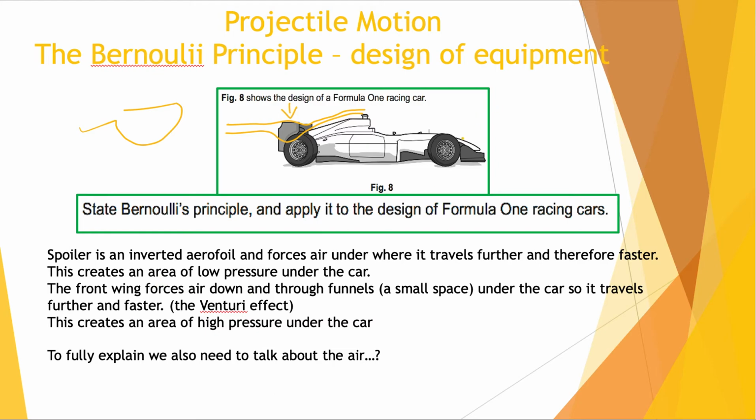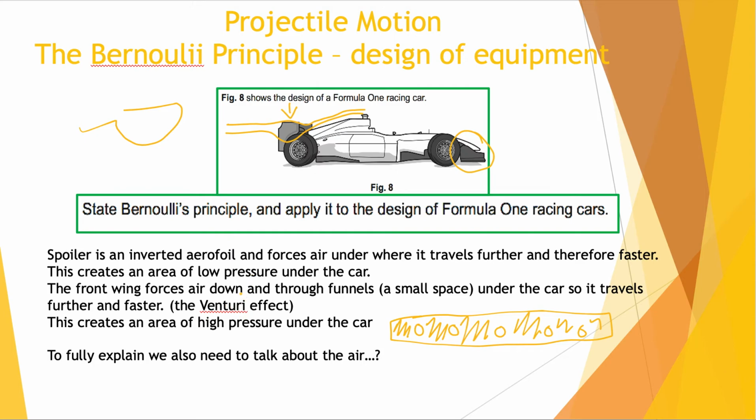Also, what we've got on a Formula 1 car is the front wing, which is here. Now if we were to look at the front wing from front on, it would look something like this. Okay, so there are funnels. Now this bit is infilled, so the air would just hit this surface, and it then gets forced through these much smaller funnels.